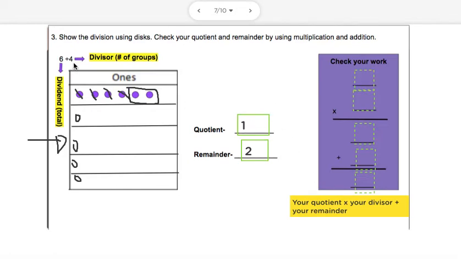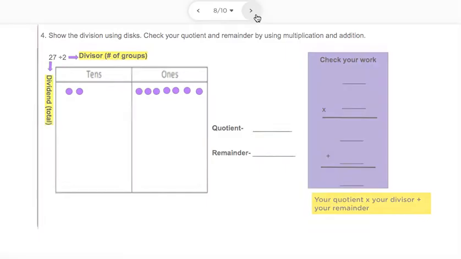Let's check our work. Quotient times your divisor plus your remainder. What's our quotient? Good, 1 times, what's our divisor? Good, 4. 1 times 4 is? Good, 4. Plus our remainder. What's our remainder? Good job, 2. 4 plus 2? Good job, 6. Absolutely amazing job, you guys.